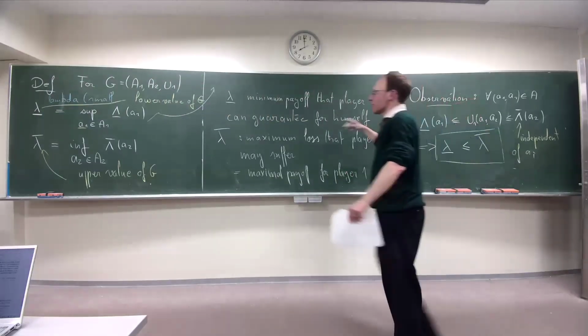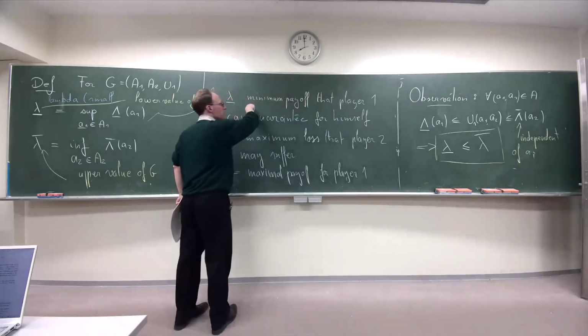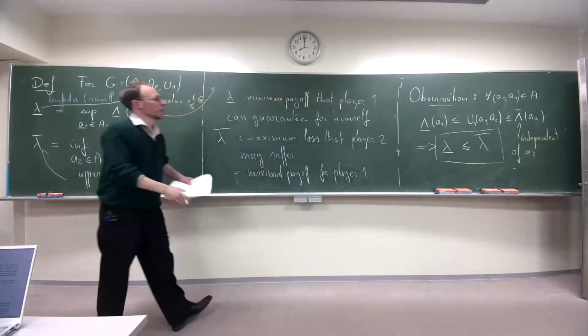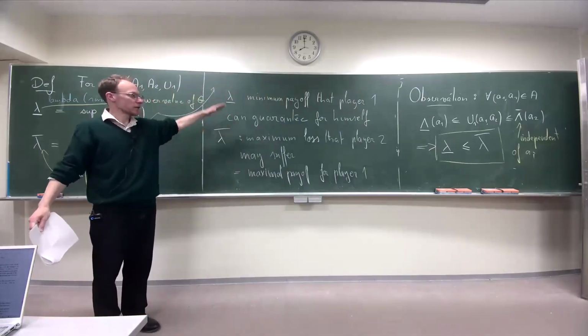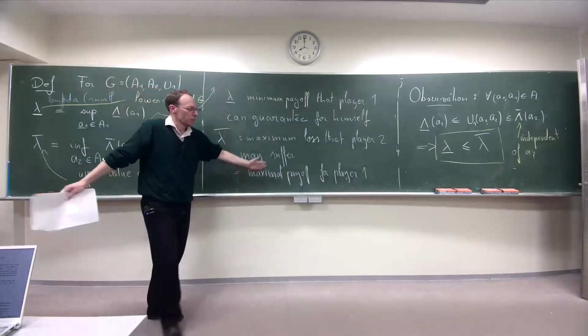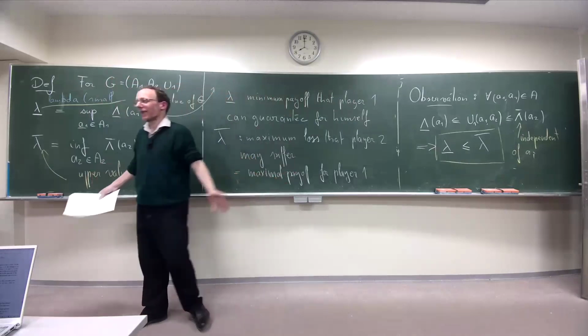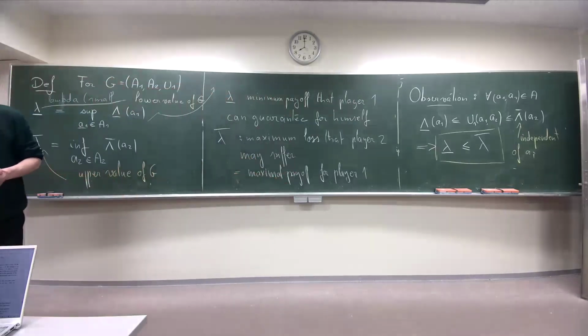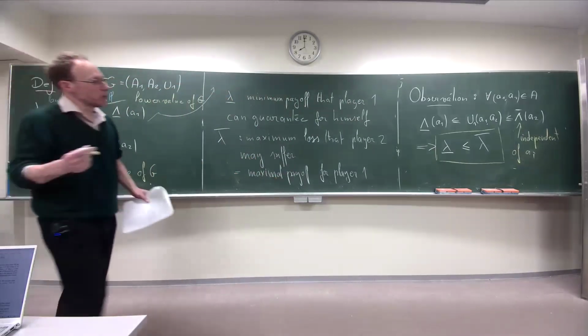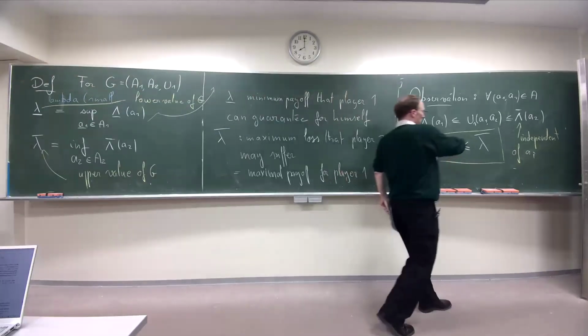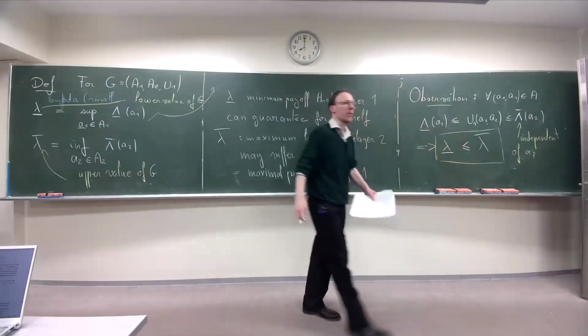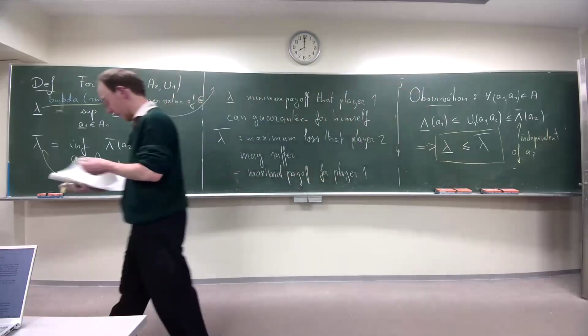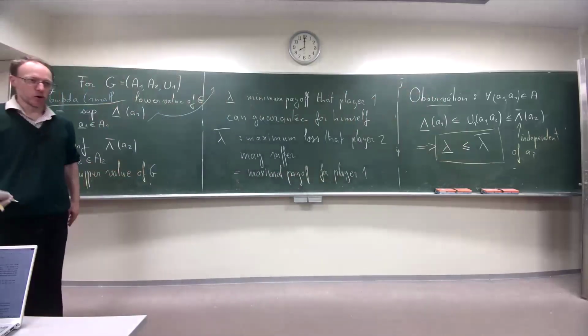So it means the minimum payoff of player one is always smaller than the maximal payoff of player one, which is not surprising, but we proved it. And of course, if these two values are equal, we will get something, but we will do it next week. If not, it's more complicated.